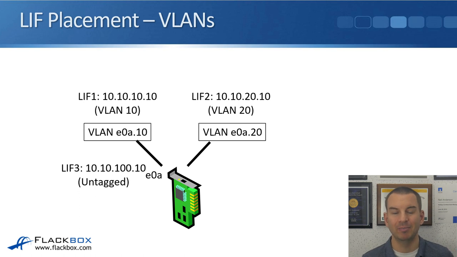Personally, I would not recommend doing this. I think it would get really confusing. If you are going to be using VLAN interfaces on top of a physical port, I would make sure that all traffic hitting that port is assigned to a particular VLAN.